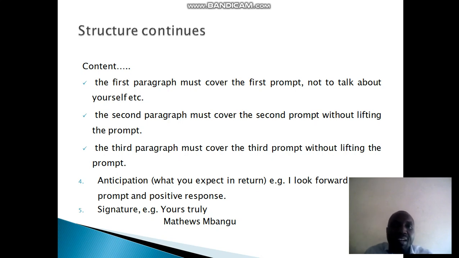In the first paragraph, you don't have to introduce yourself, such as: My name is Mbango Matthews. I live in Rundu. I'm writing this letter to talk about, or complain, or request. It's not allowed during examination. In everyday life, yes, but remember these are examinations, so you are not allowed to do that. The first paragraph covers the first prompt, and then the second and the third, just like that.